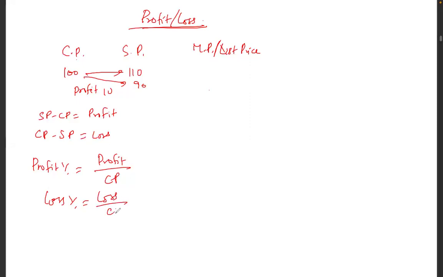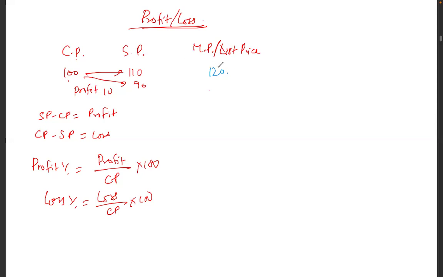Loss divided by cost price into 100 is how you calculate profit percentage and loss percentage. Right? Now, let's say you bought this pen for 100 rupees, but when I want to purchase that, you lie and put the price 120 rupees on the cover of the pen. So 120 rupees becomes mark price.